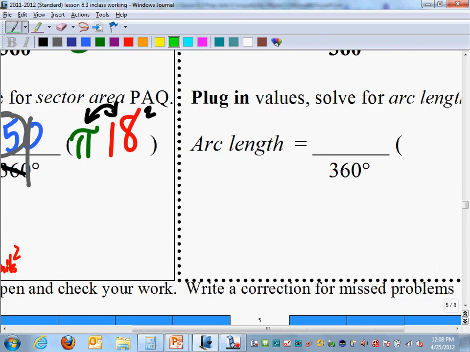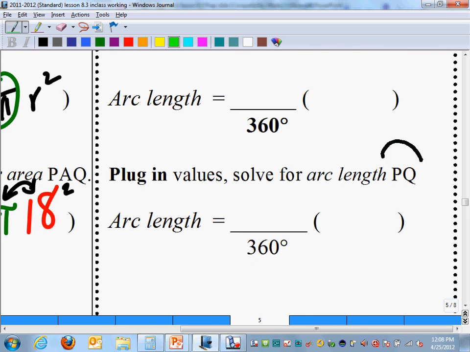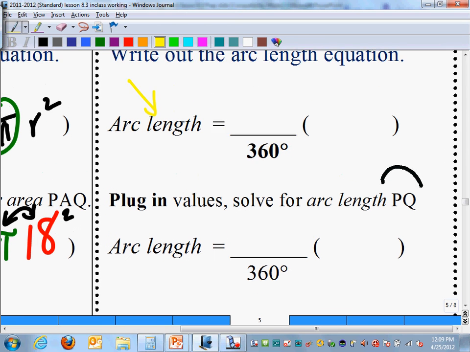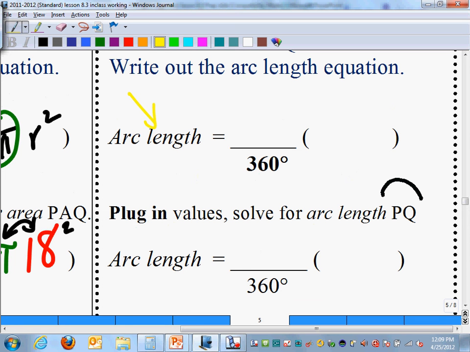Okay, let's try this one over here. Ready? Now, write the equation for arc length. Again, try to do that from memory. Arc length is the fraction of the circumference. Write that from memory. Adam, how do you do arc length? Theta over 360 times d pi, which is circumference. It's a piece of the circumference.